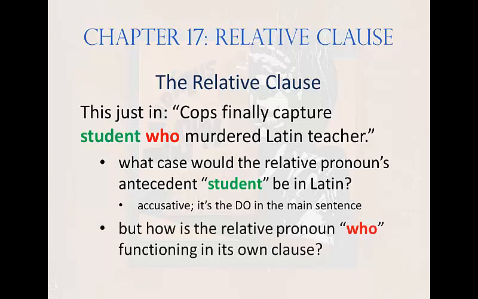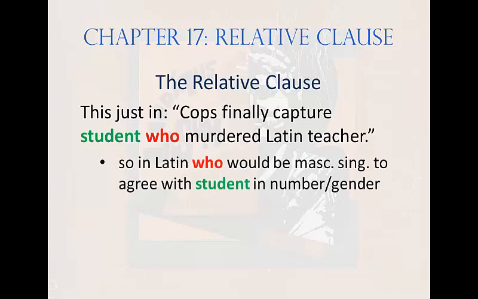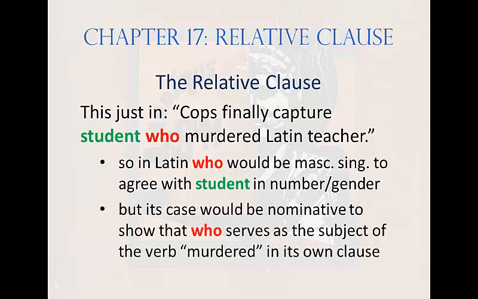But how is the relative pronoun who functioning in its own clause? Who murdered is equal to he murdered. It's the subject. So, what case would it be? Nominative. That means it's masculine singular because of its antecedent and nominative because of its function in its own clause. What's the masculine nominative singular form of the relative pronoun qui, quae, quod? Hic, qui, quae, quod. That's right, qui.